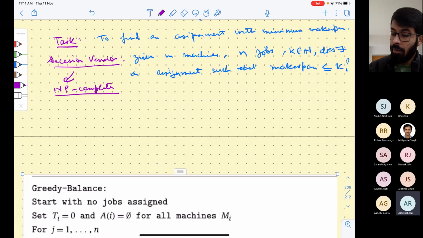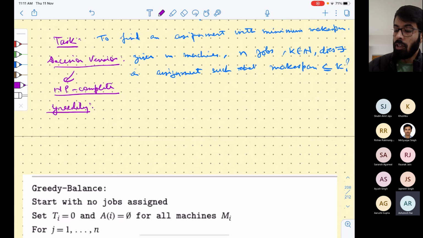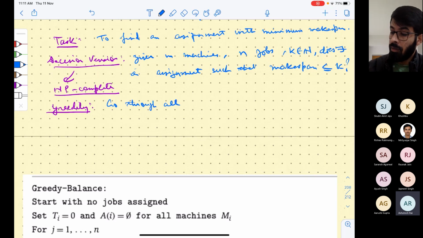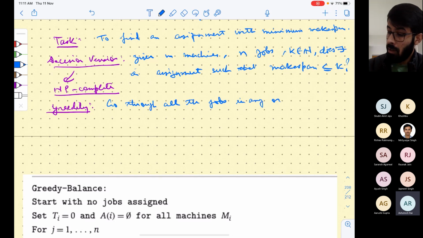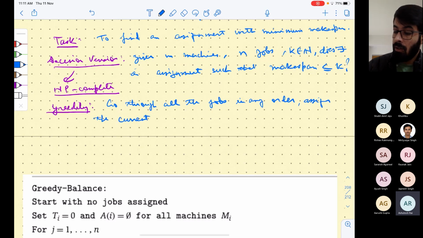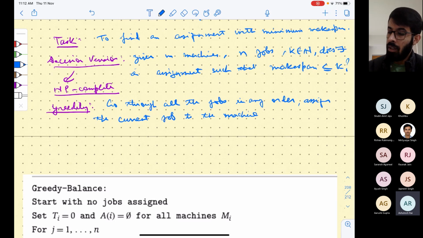So one way of doing this can be, just do it greedily. We don't know how to achieve the optimum, but what we do is go through all the jobs in any order, and assign the current job to the machine, or a machine if there are many, you break ties arbitrarily, which has the smallest load so far.